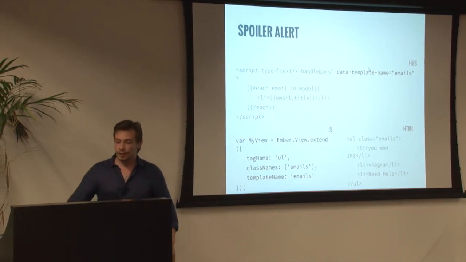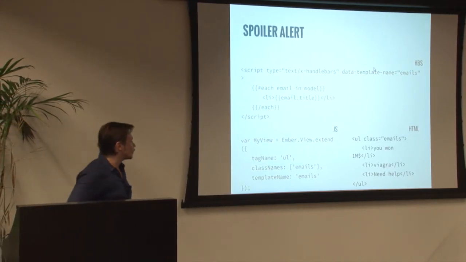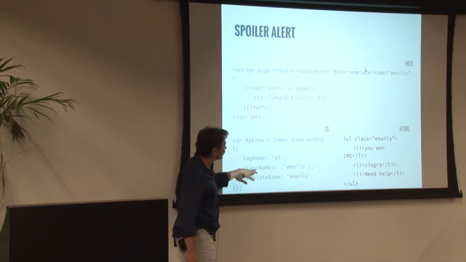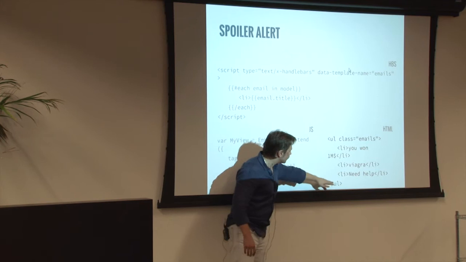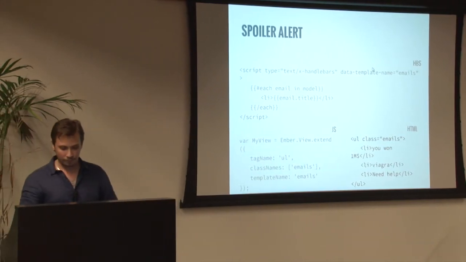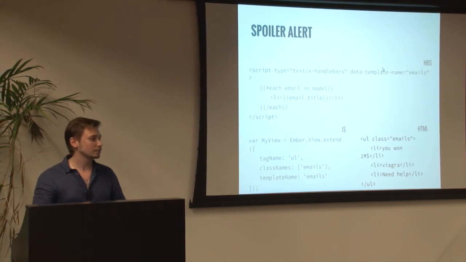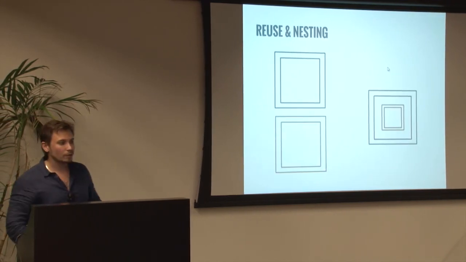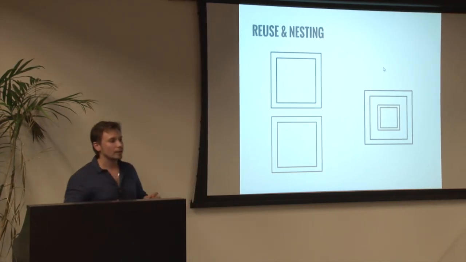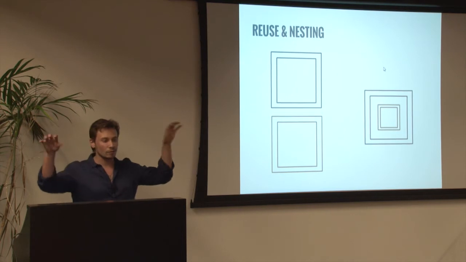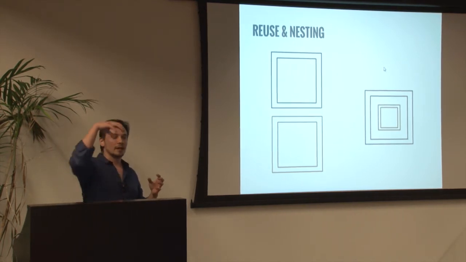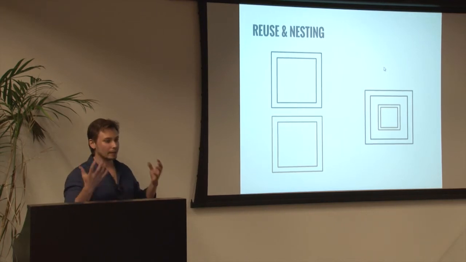So as the result, you get very simple HTML. You have an unordered list with the class emails, as I said here. And inside, you have three list items with the email titles. Not complex, right? Okay, good. So Ember components you can instantiate, so you can put them in different places all over your application. And due to that property, you can also put them inside other components, making them nested.